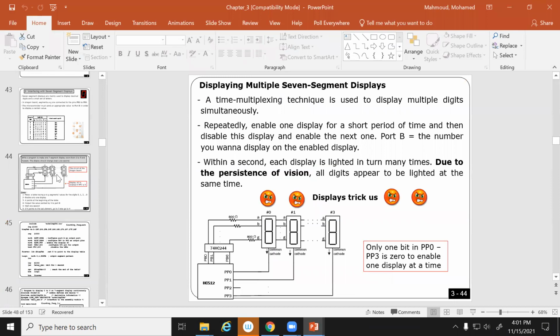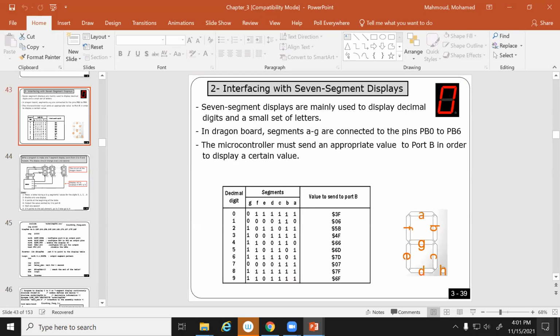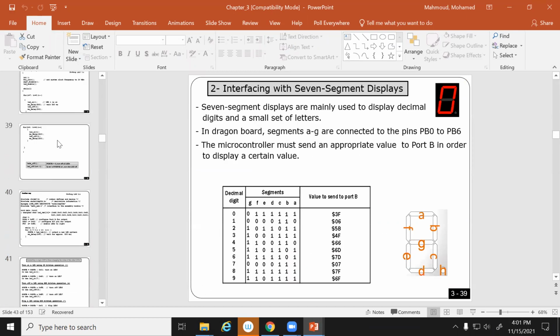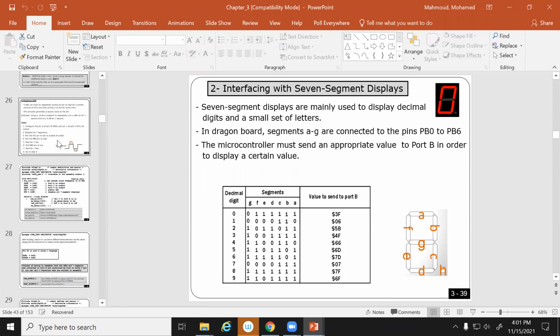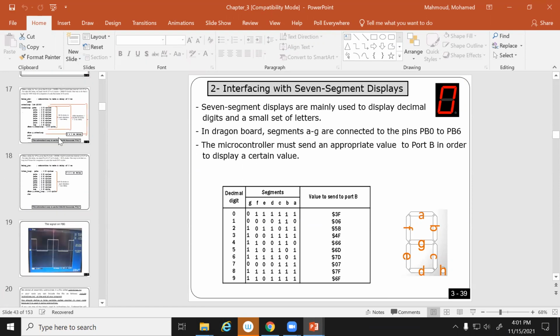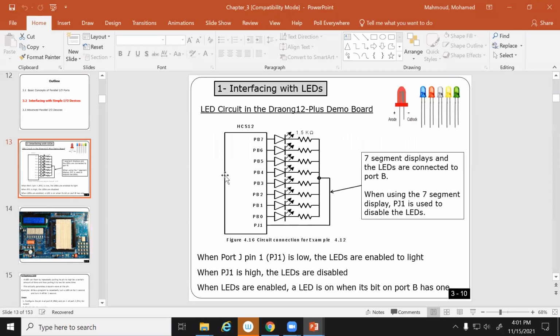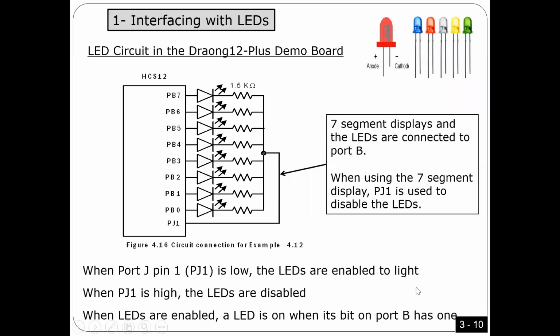So what I taught before, let me go here. I taught these LEDs as I told you before. They're connected to port B, as you see here. I told you I'm going to use BG1 for enable or disable. That's what I told you.